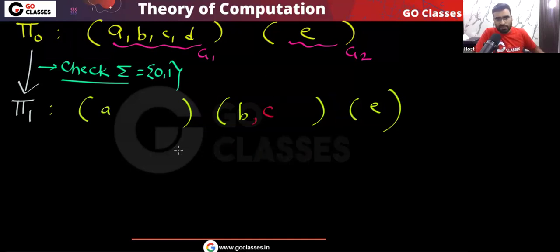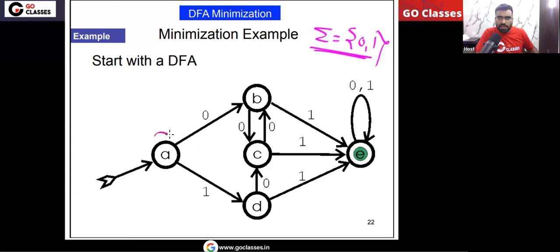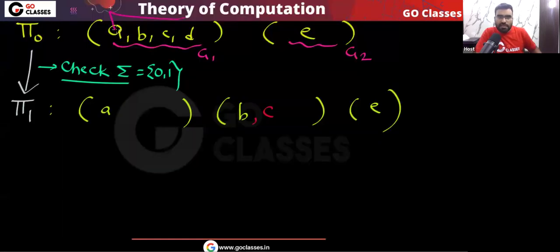So BC will be here. Very simple. Okay, what about AD? Tell me, what about AD? Look at AD. Remember, on 0, A is going to group 1, and D is also going to group 1. So AD on 0, they are going to group 1.